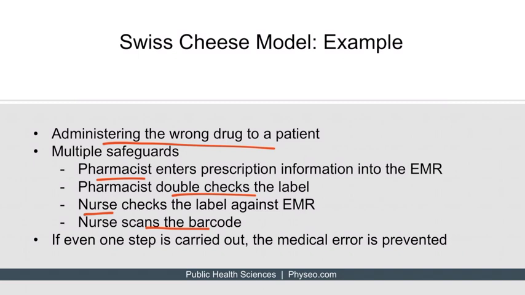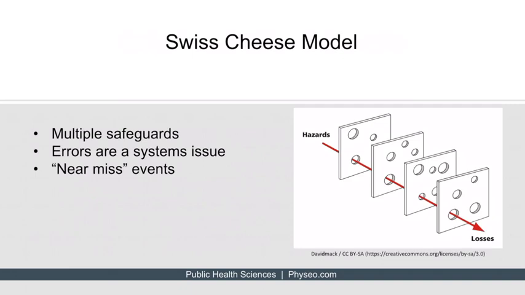If even one of these steps had been carried out, the medical error would have been prevented. However, as the Swiss cheese model predicts, there was a perfect storm of factors that allowed the patient to be administered an incorrect medication. One last concept related to this is the idea of a near-miss event.